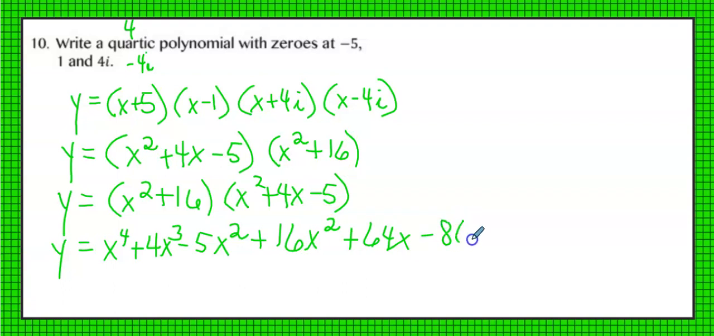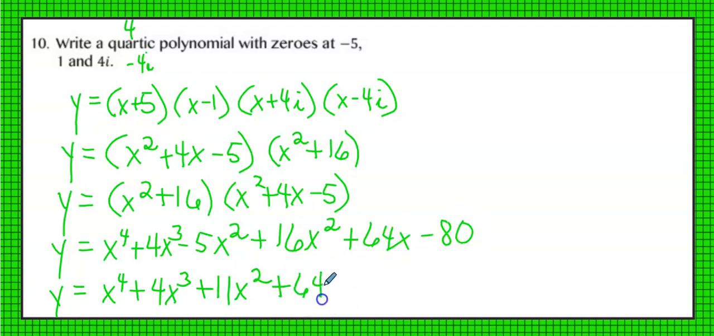Now let's see if we have any terms we can combine. And we'll finish this out. This is x to the 4th. I have only one x to the 3rd term. I have a negative 5 and a positive 16. So that's plus 11x squared. And then the rest of it I'm going to bring down, plus 64x minus 80.